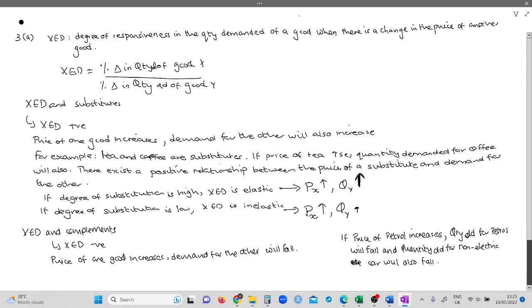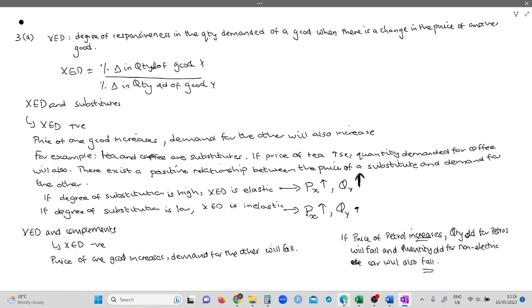So here we say that the price of one good will increase, the demand for the other will fall. So the price of petrol has increased. What happened? Demand for the complement has fallen. Okay? So here we say that there exists an inverse relationship between price of one complement and demand for the other. So same, if the degree of complementarity is high, we say that XCD is elastic. If it is low, we say that XCD is inelastic.